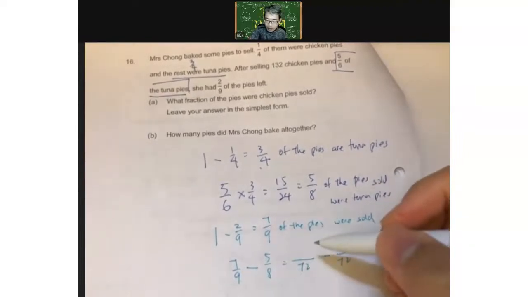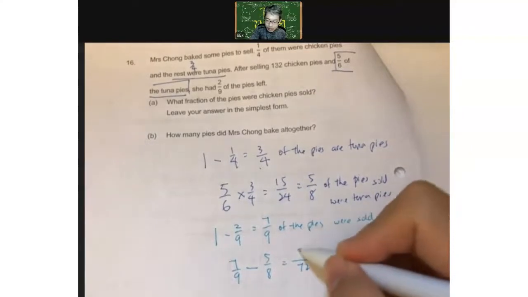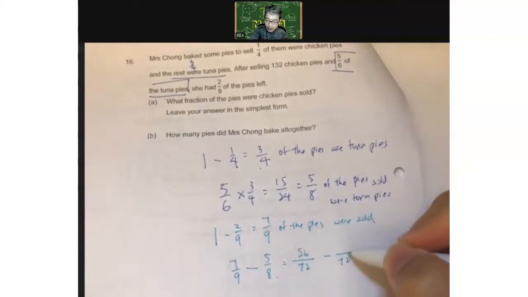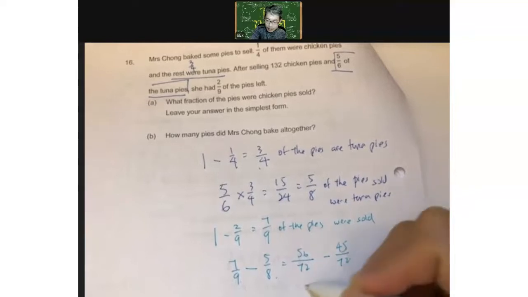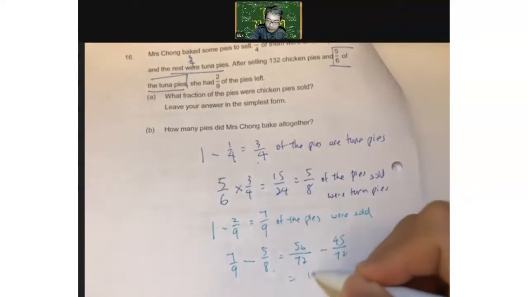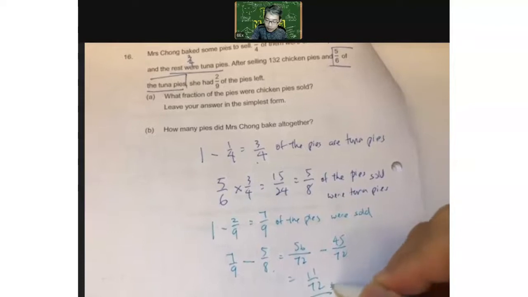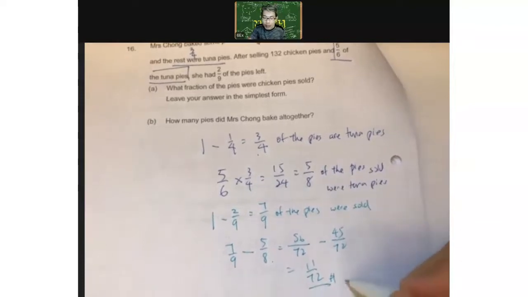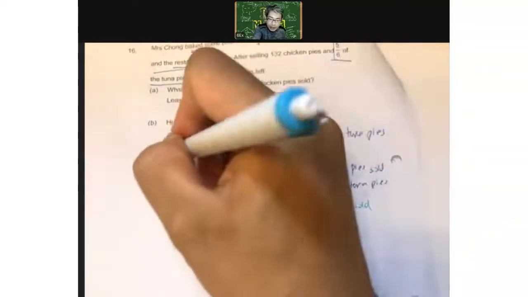Times 8, times 9, and we have 11. Okay, this will be the fraction of the chicken pies that were sold. This is for part A.